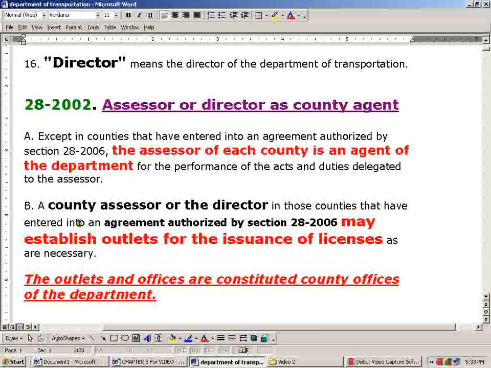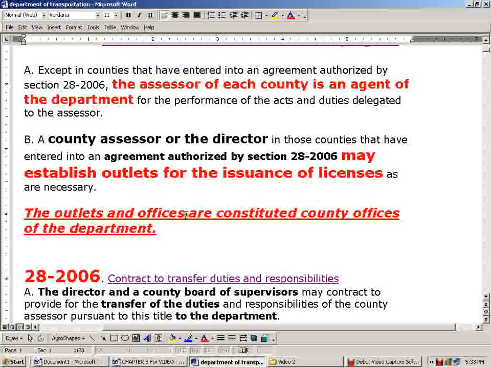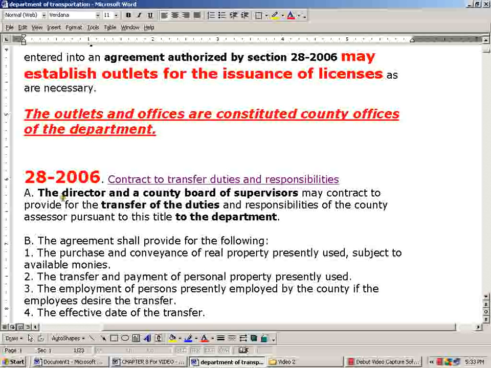2006. A county assessor or director in those counties that have entered into an agreement, right? So it's either the county assessor or the director in counties that have entered into this agreement may establish outlets for issuance of licenses as necessary. Outlets and offices are constituted county offices of the department. And this says that the director, and the director again is the director of the Department of Transportation, and the County Board of Supervisors may contract to provide that the transfer of duties and responsibilities of the county assessor pursuant to this title to the department.